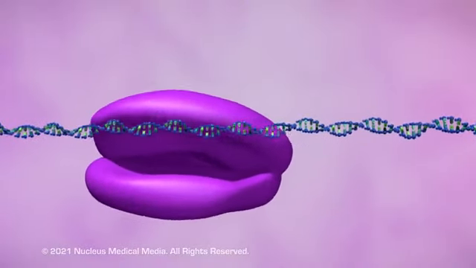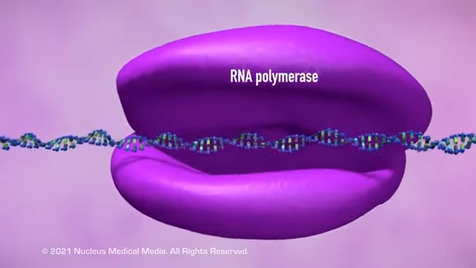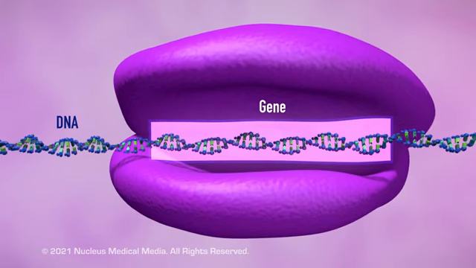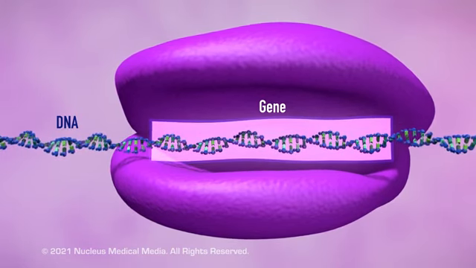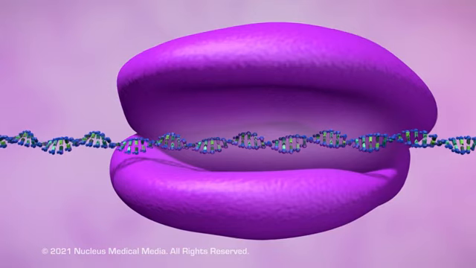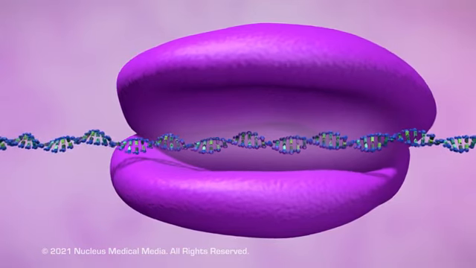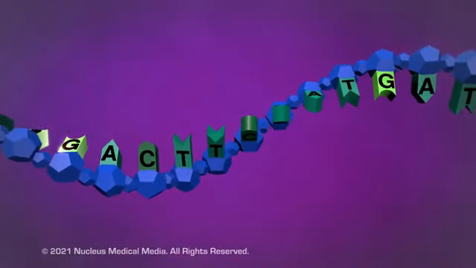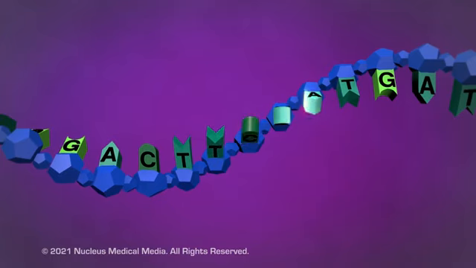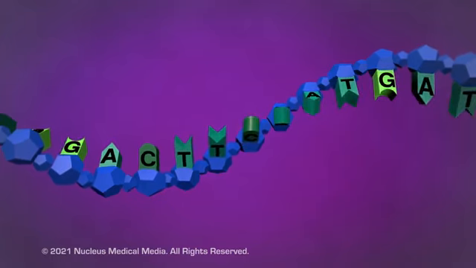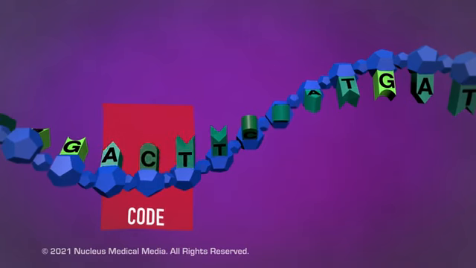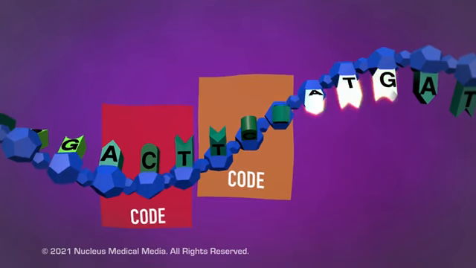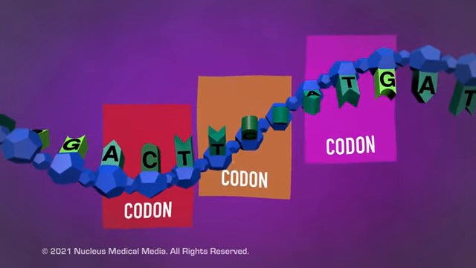Transcription begins when an enzyme called RNA polymerase attaches to a segment of DNA called a gene. A gene contains the code to build a specific protein, which is a macromolecule made up of a sequence of amino acids in a specific order. And within a gene, the specific order of nitrogenous bases dictates the order of amino acids that will make up the protein. Each group of 3 consecutive bases in the gene is actually a code for a particular amino acid. As a result, each group is referred to as a codon.